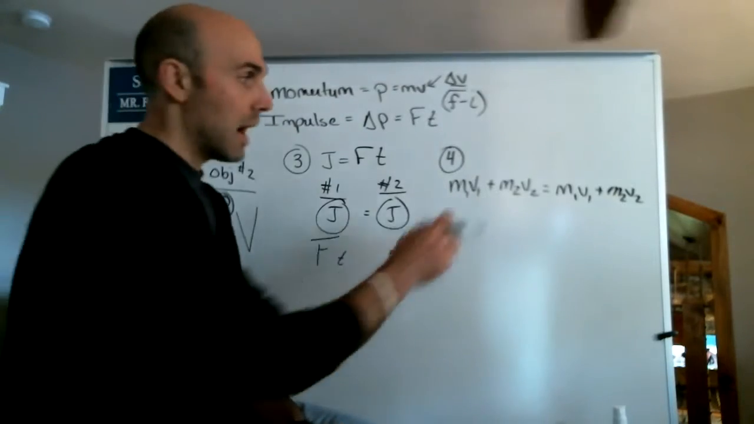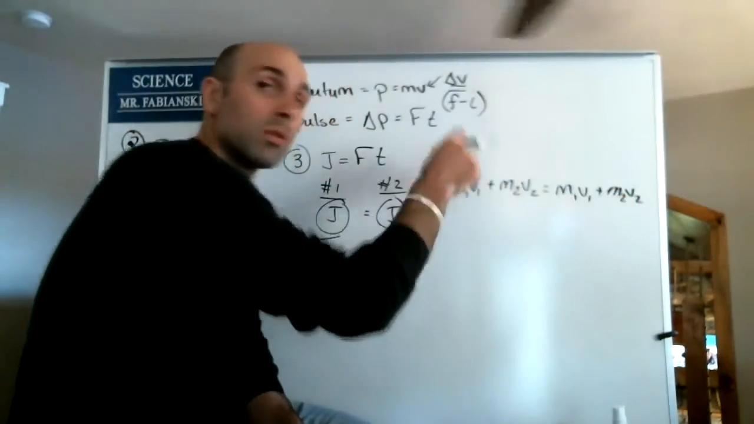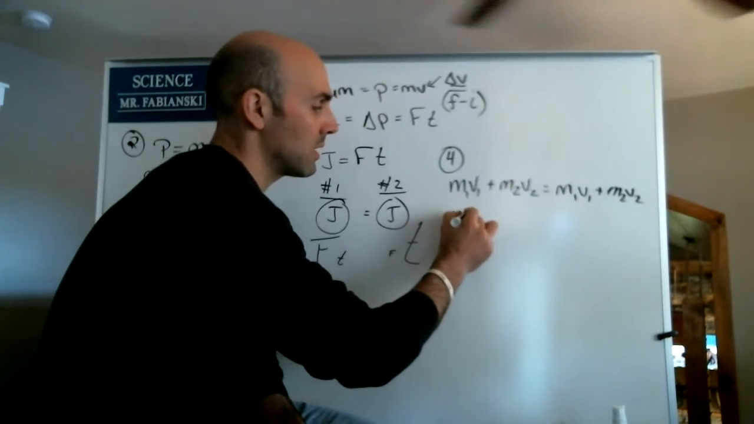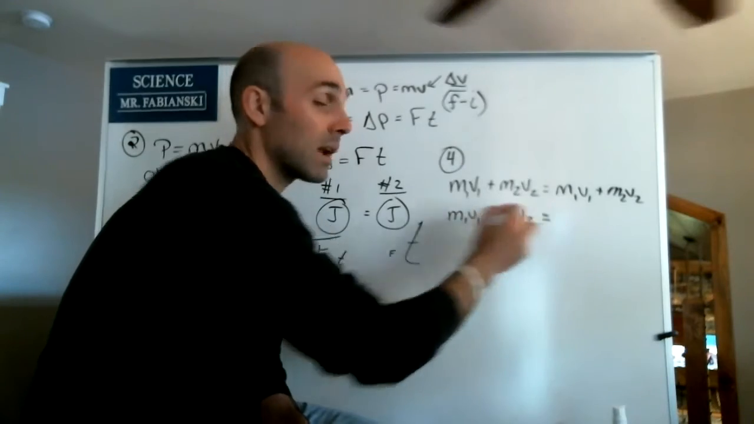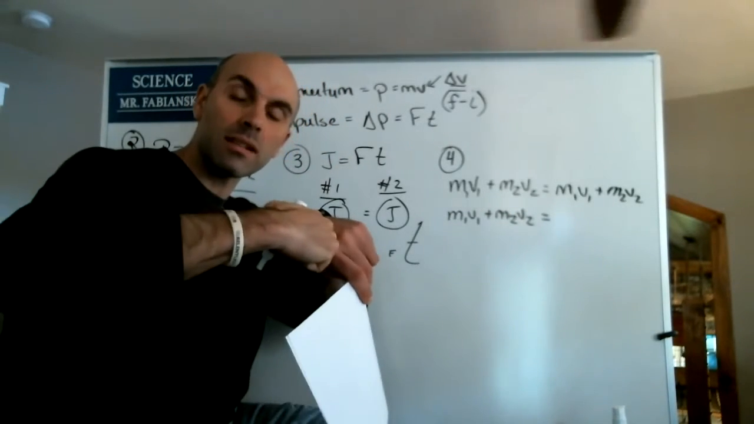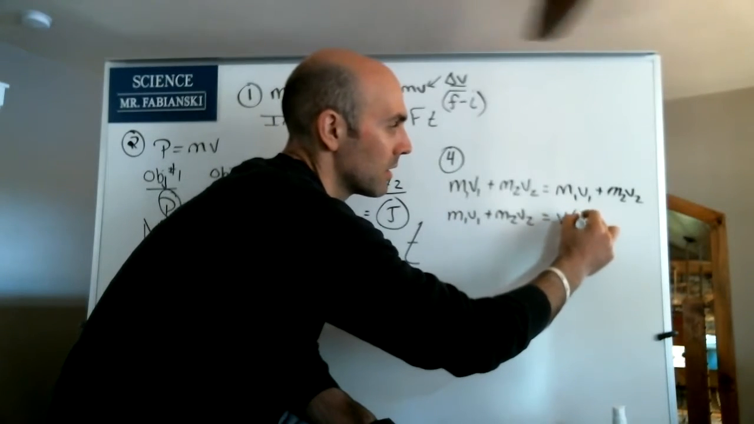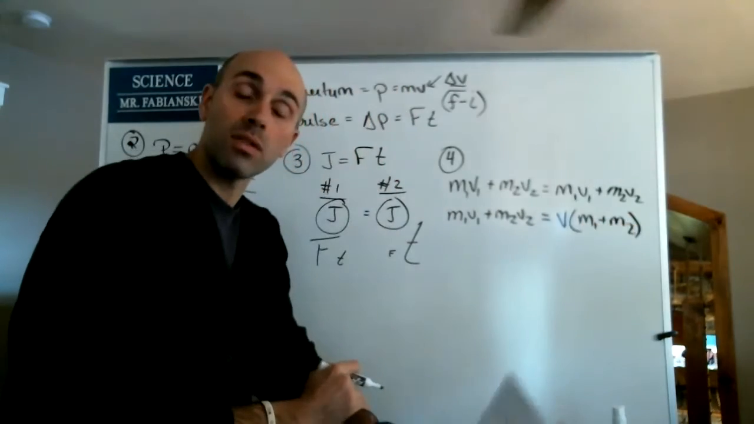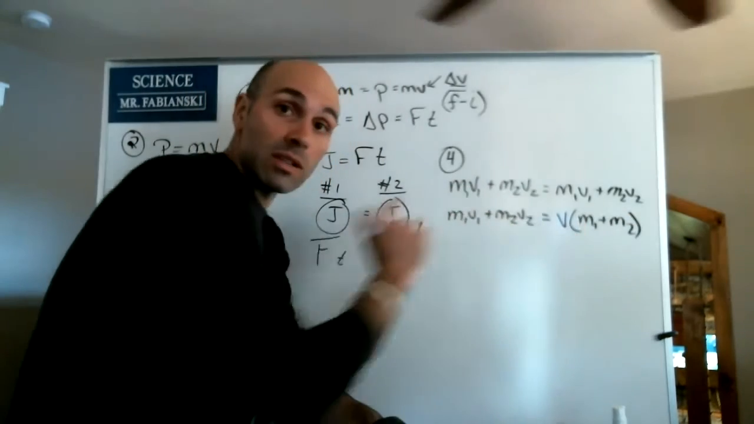All right. How many objects do you have to begin with? Two. How many do you end with? Two. We're using this equation. Now, if you have two objects to begin with, but only one object to end with because they've stuck together, like maybe two cars crash and they stick together, then it's going to be our velocity, m1 plus m2. All right? Two objects to begin with, one object to end with.